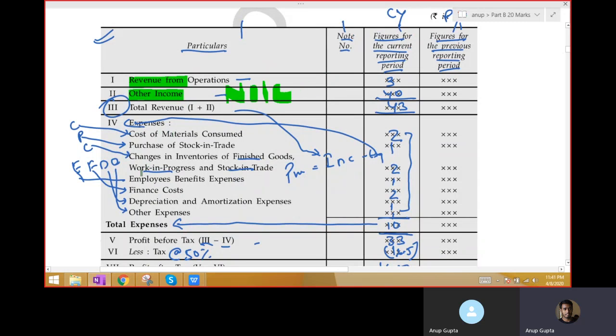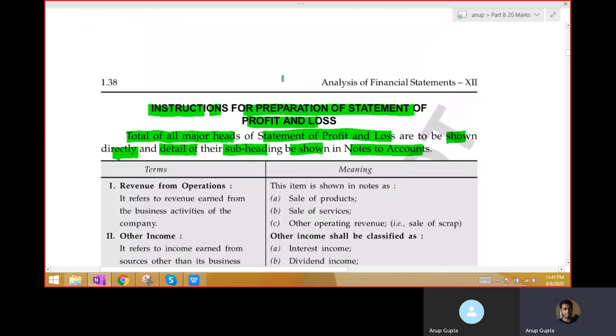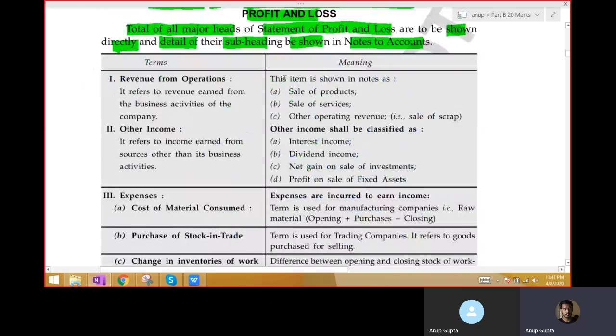Then employee benefit expenses. What is included in the employee benefit expenses will be shown separately in the notes. Only employee benefit expenses will be mentioned here. So what will be written in the notes, or what are the items inside the notes, we'll discuss here. Let us start one by one.